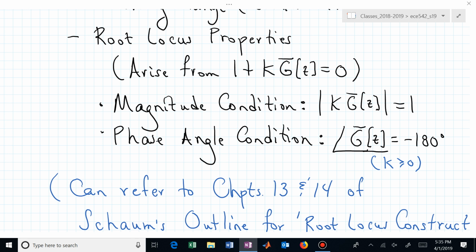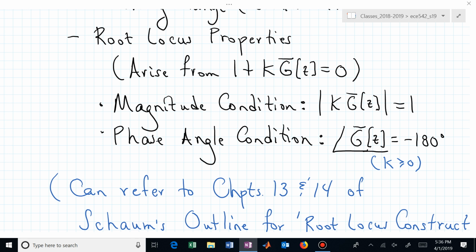But we pull out the adjustable gain K, and that's what we're manipulating to create these branches in the complex Z-plane. But knowing complex numbers and dealing with this complex plane says we want 1 plus K G bar of z to equal 0. We're really looking at what values of z in that complex plane satisfy that, and that leads to two conditions. A magnitude condition.